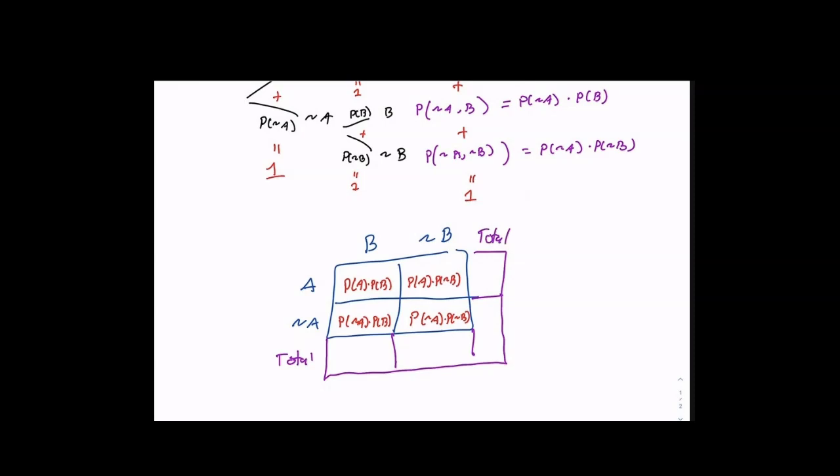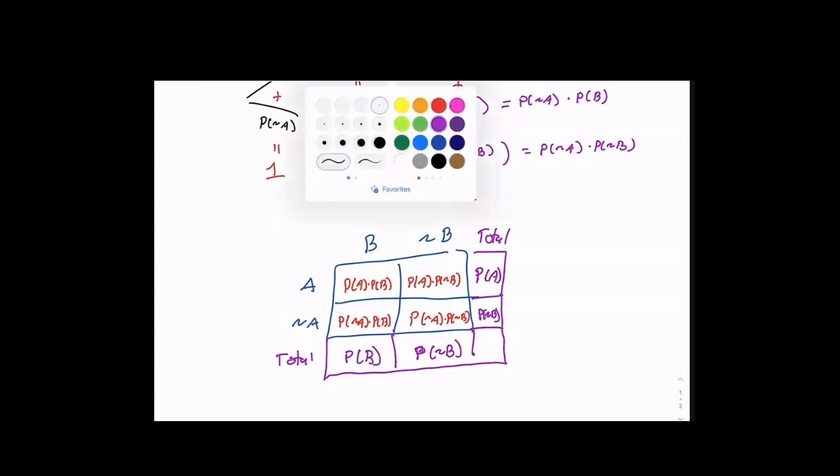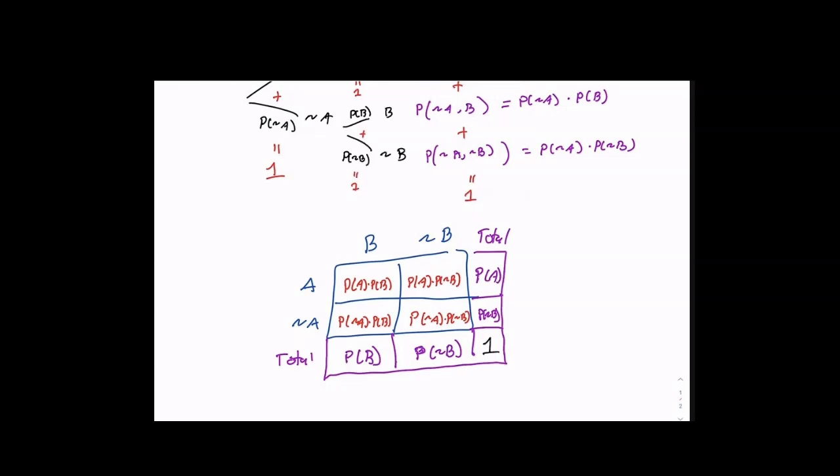When we add these two together, this gives me the probability of A. When I add them to the side, that gives me the probability of A. This gives me the probability of not B. This is the probability of B. This is the probability of not B, which we just get by adding the rows or the columns. And of course, the bottom right-hand corner should always add up to 1.